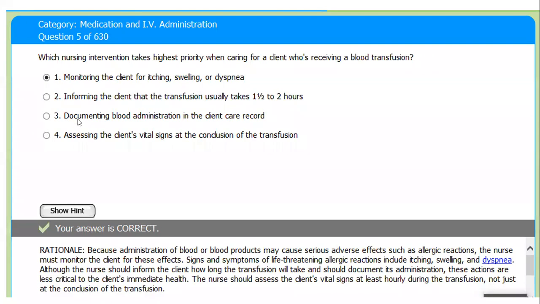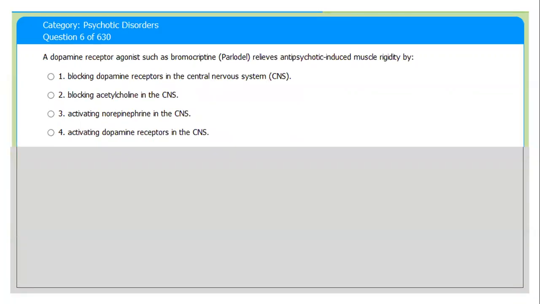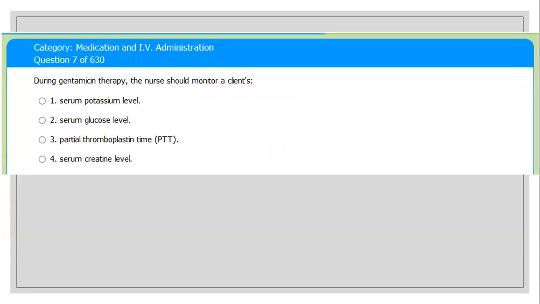So documentation we do after finishing everything, right? And from time to time, we monitor the vital signs. The nurse should also assess the client's vital signs at least hourly during the transfusion, not just at the start and completion of transfusion. So next question is here.